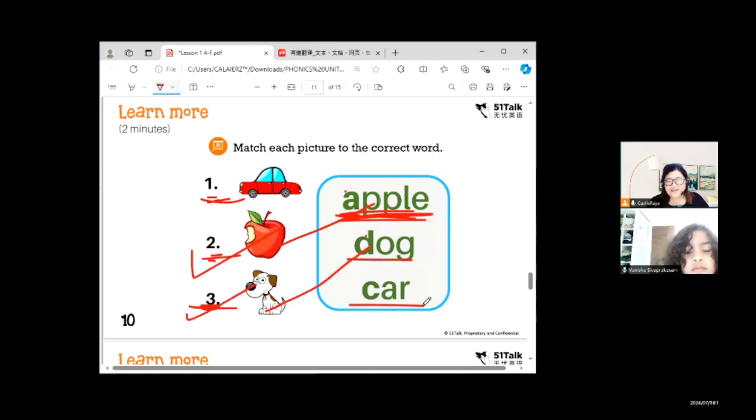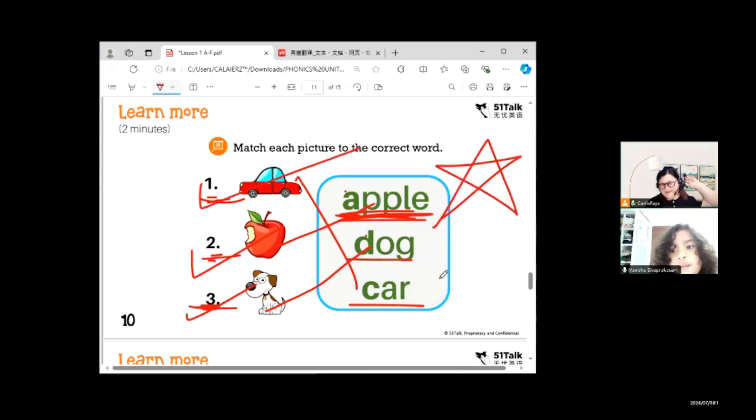What is this? Starts with letter C. Car. Car. Where is a car? Here. What number? 1. Very good. That is right. Let me give you a star. Great job, Vanisha. Yay! Very good.